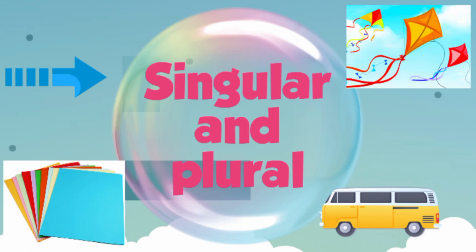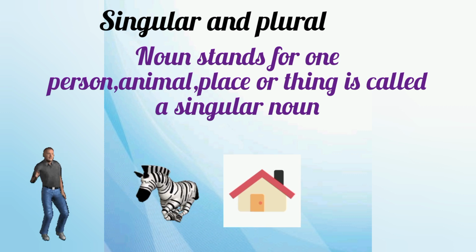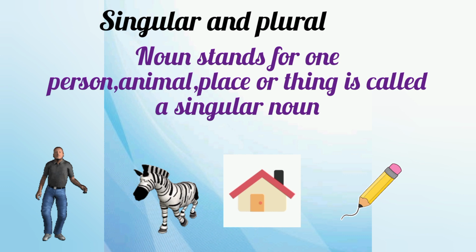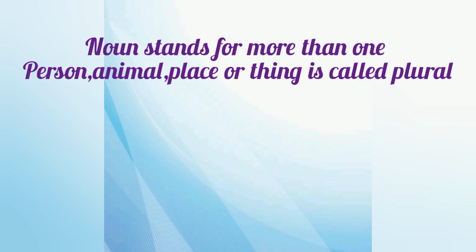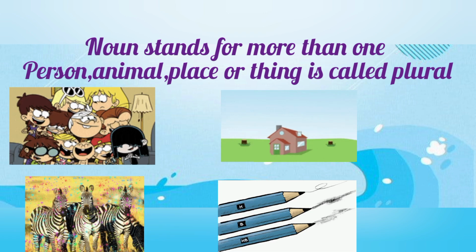Hello everyone. Today's topic is about singular and plural. A noun that stands for one person, animal, place or thing is called a singular noun. A noun that stands for more than one person, animal, place or thing is called plural.